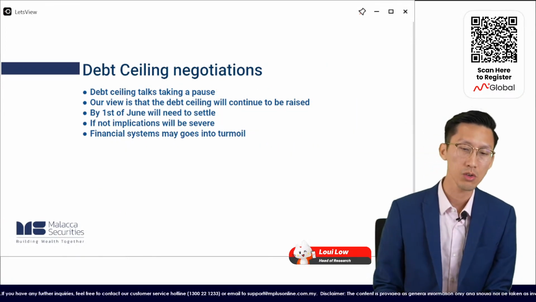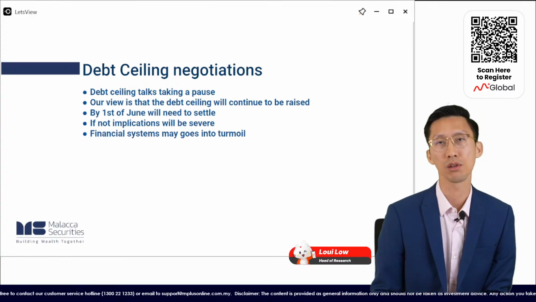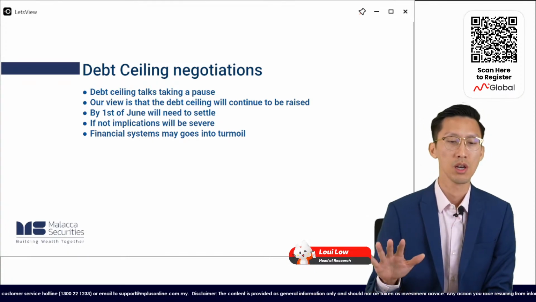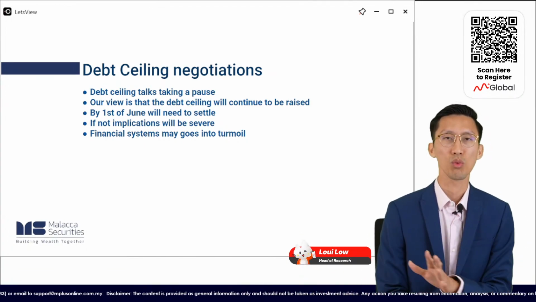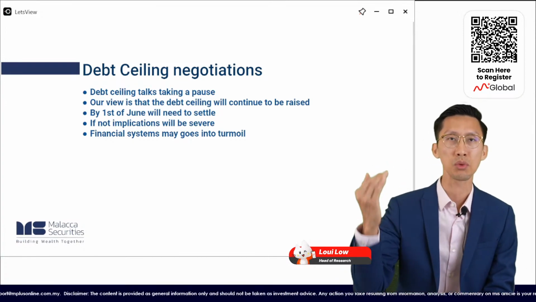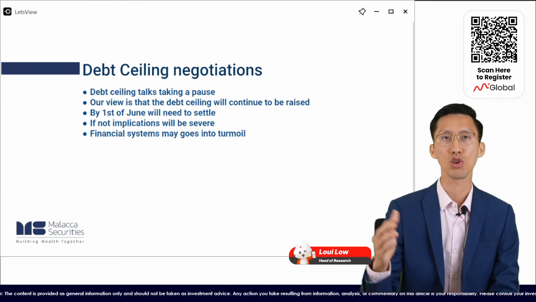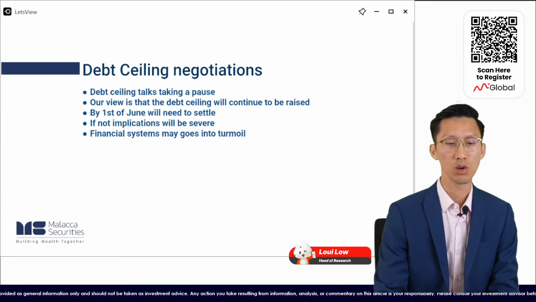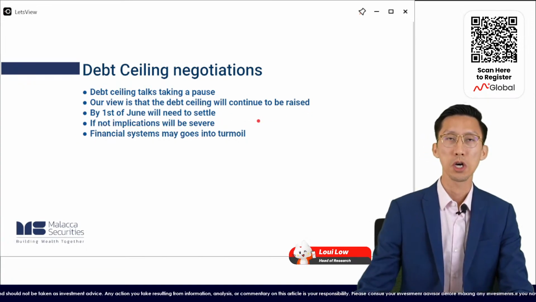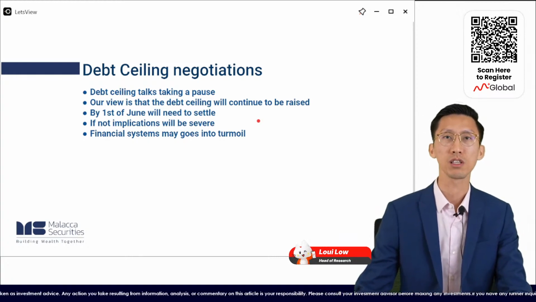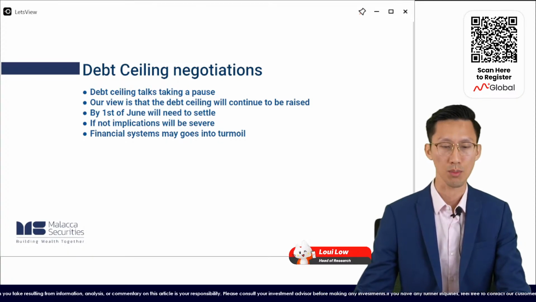Okay, so I think last week we talked about the debt ceiling, and we want to reiterate that there is still concern about it, because debt ceiling talks have been taking a pause. They want to resume. Without a deal to increase the debt ceiling, it will have huge consequences later on. If they can't settle this issue by 1st of June, that will be part of the negative factor that will impact the stock market going forward.